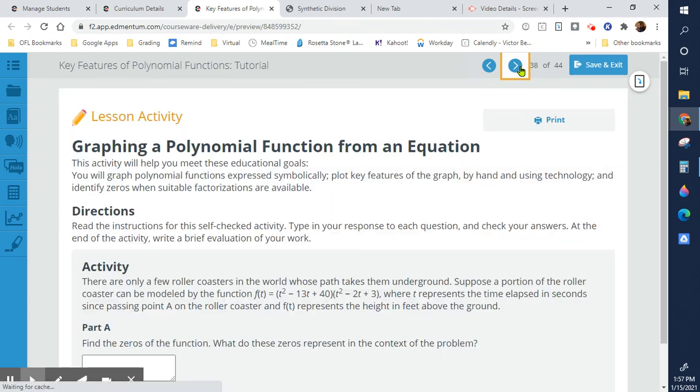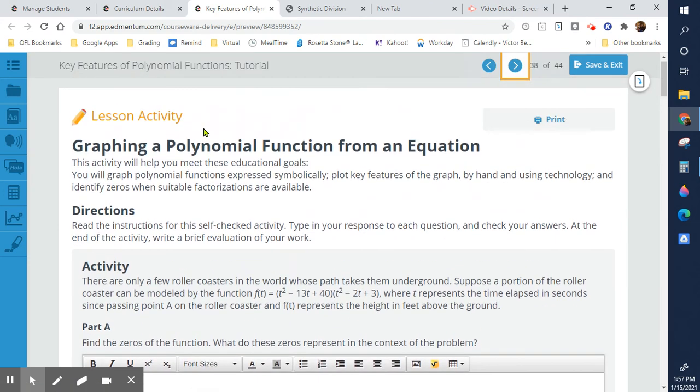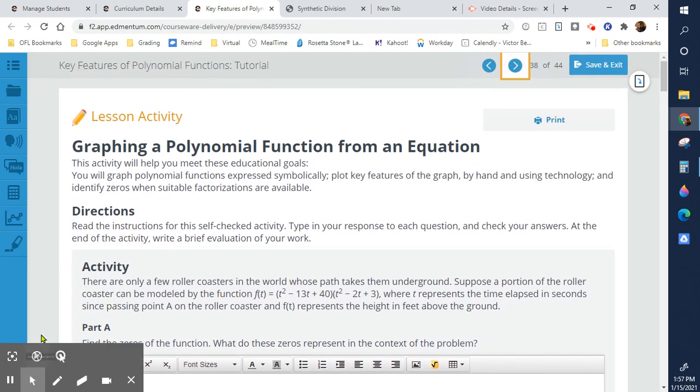All right, so let's talk about graphing. All right, so let's take a look, and I'm going to try to start reading the problems here.